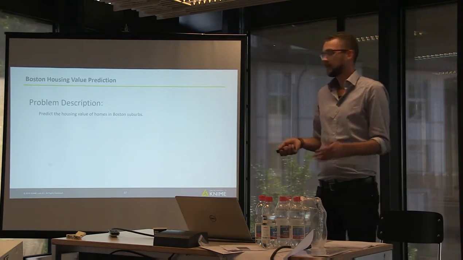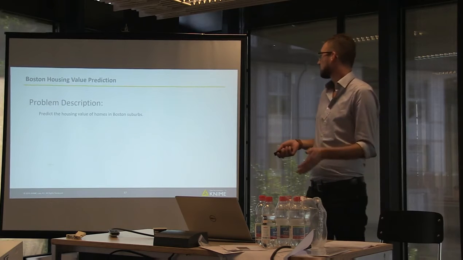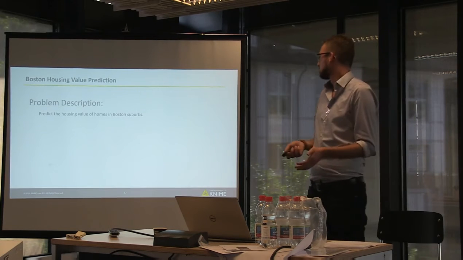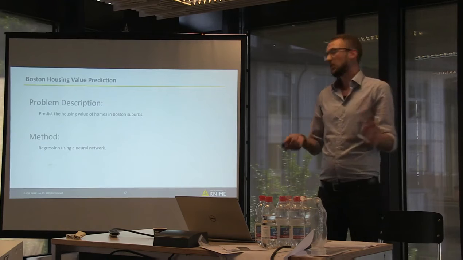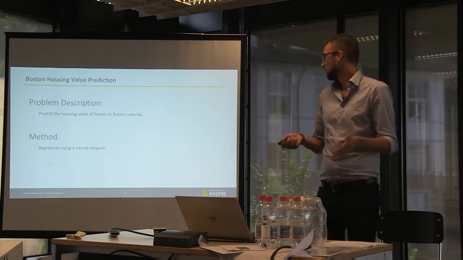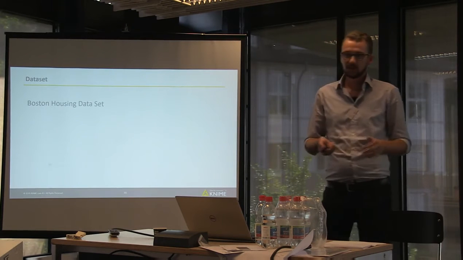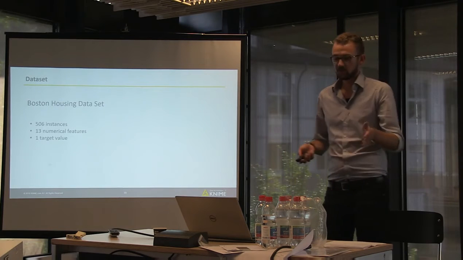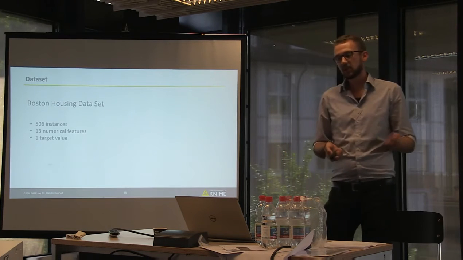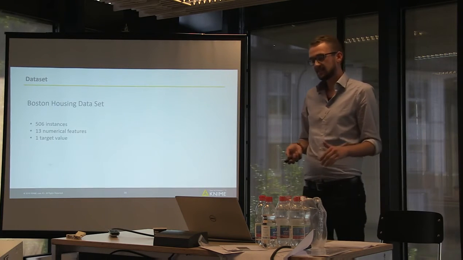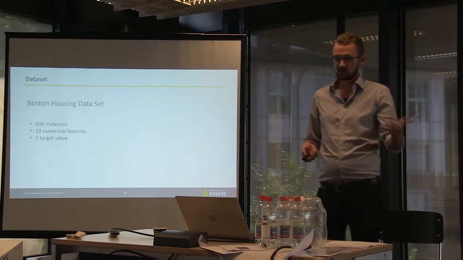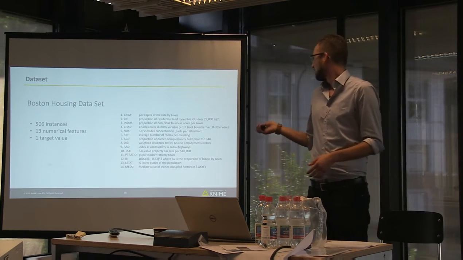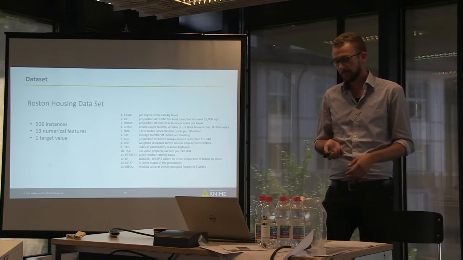Here we want to do housing value prediction. We want to predict the housing value of homes in the Boston suburbs. To do that, we want to do regression using a neural network. The data set we are using is the Boston housing data set, which has 500 instances. We have 13 numerical features and 1 numerical target value, so we want to do regression. Here you can see how the features look.